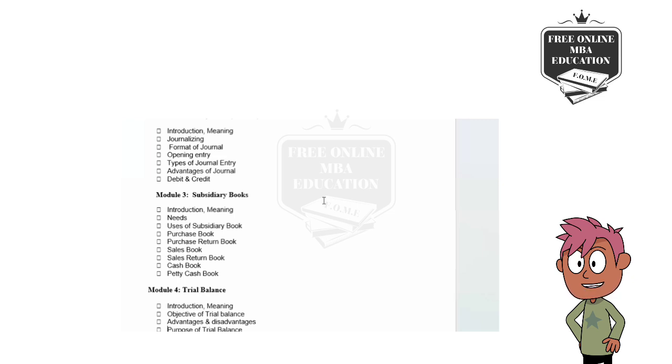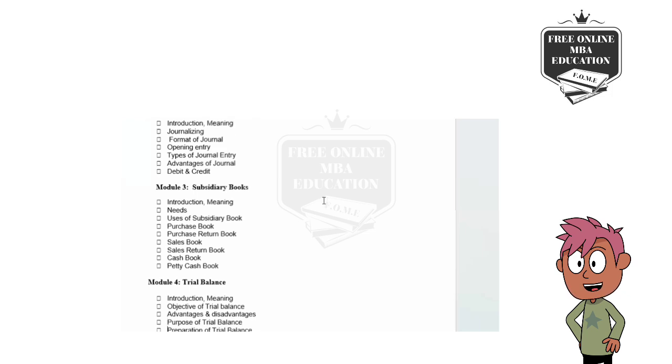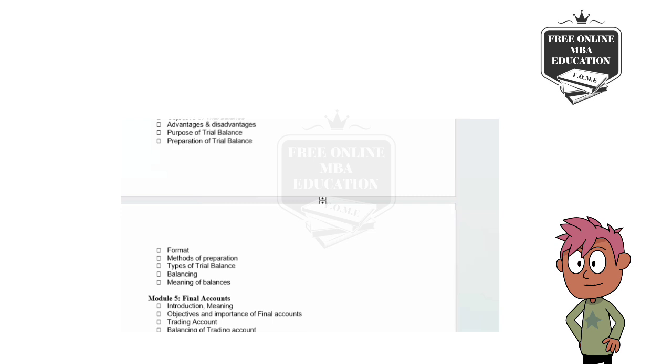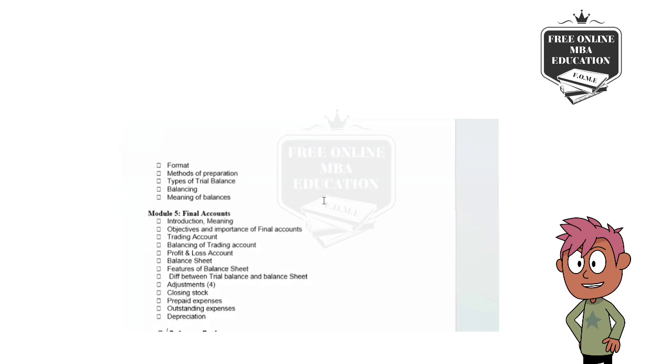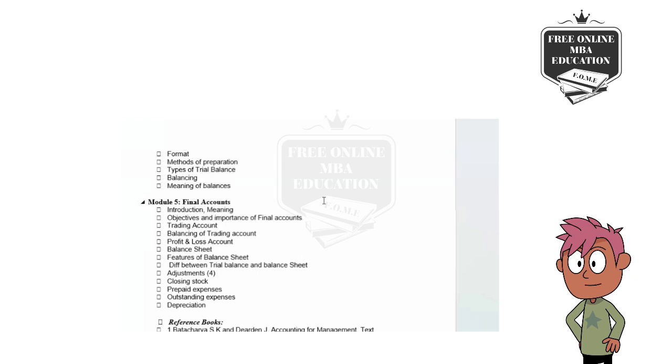What is the objective of trial balance? Because of the trial balance, we are able to know the accounts and how much is the balance. Advantage, disadvantage: because of trial balance, it's a trial one where we tend to make certain adjustments. Now, what are those adjustments we are going to learn in our module number 5. So let's get started with module number 5 as to how things are done.